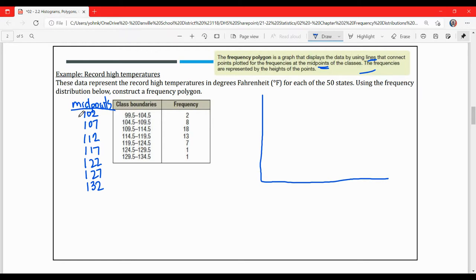There's one thing to remember. I need to add an extra midpoint before, and I need to add an extra midpoint after, because my frequency polygon has to start and stop on the x-axis. So one more before and one more after. So that's 1, 2, 3, 4, 5, 6, 7, 8, 9 marks.